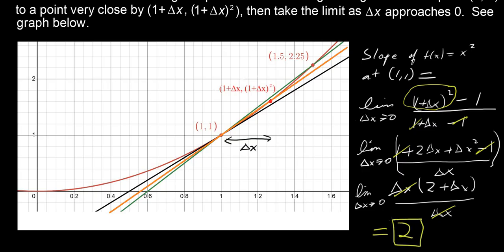So since that limit does have a specific value, I can say that the slope of the graph of x squared at the point 1, 1 is exactly 2. We saw that it was approaching 2. You know, when we did our first approximation, we got 3. Our second approximation was 2.5. So it was getting closer and closer to 2. But as it turns out, that is exactly what the value of the slope is there.